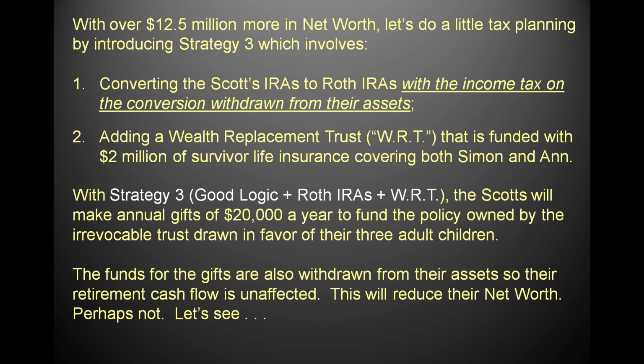Okay, with over 12.5 million more net worth, let's do a little tax planning by introducing another strategy, strategy 3, which involves converting the Scotts' IRAs to Roth IRAs with the income tax on the conversion withdrawn from their assets. We'll add a wealth replacement trust, I'll call it WRT in places, that is funded with $2 million of survivor life insurance covering both Simon and Ann. With strategy 3, the Scotts will make annual gifts of $20,000 a year to fund the policy owned by the trust that's been drawn in favor of their 3 kids. The funds for the gifts are also withdrawn from their assets, so their retirement cash flow is unaffected. This may reduce net worth, maybe not.